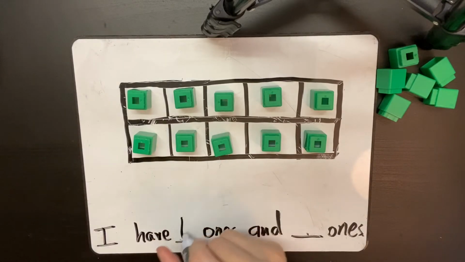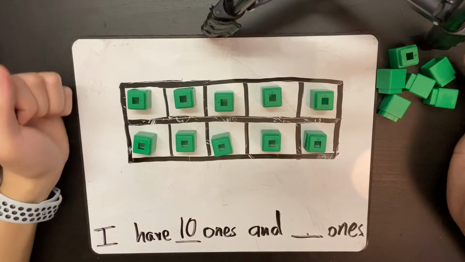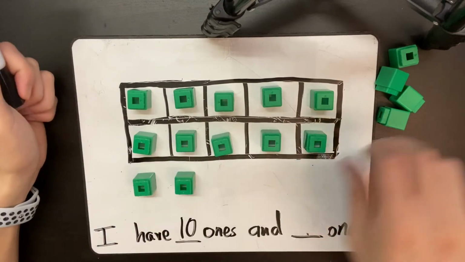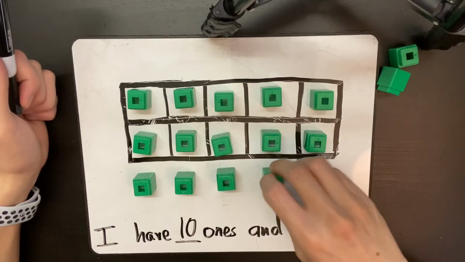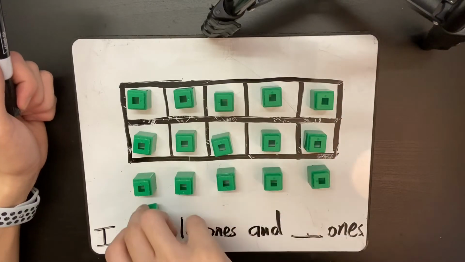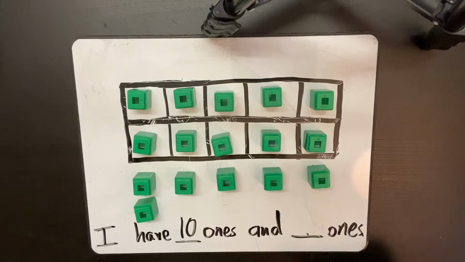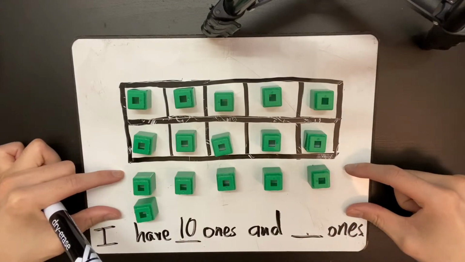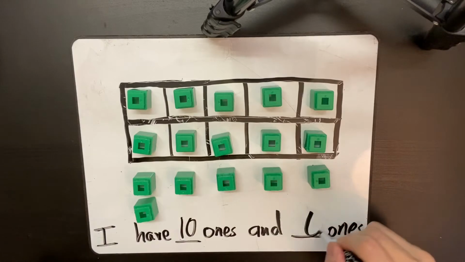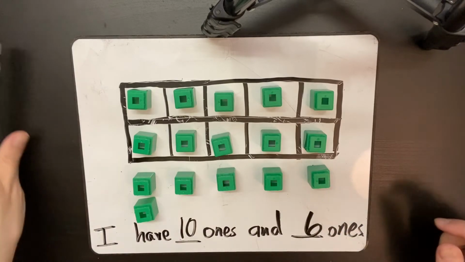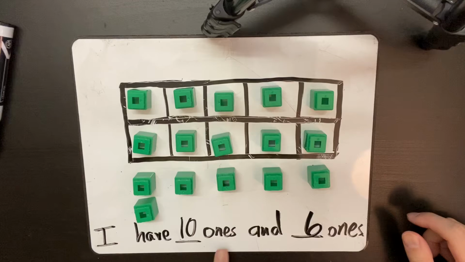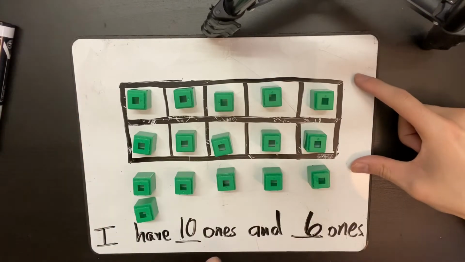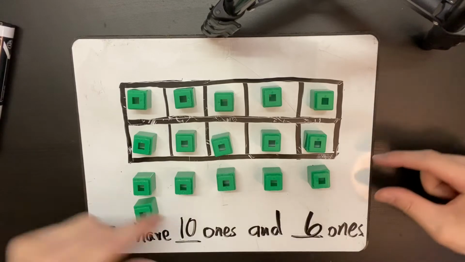I have 10 ones, but I'm not done yet. I still got some more. So let's see. 1, 2, 3, 4, 5, 6. So I have 10 ones and how many ones? 6 ones. Let's check our work. I have 10 ones. Was this 10? Yeah. And 6 ones. Was this 6?